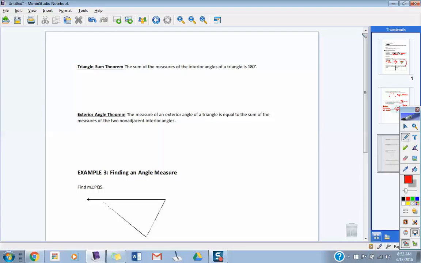Show you an example here. Triangle sum theorem. You already know this. It says the sum of the measure of the interior angles of a triangle is always how many degrees? 180. No matter what your triangle is here, guys. Here is what it says.